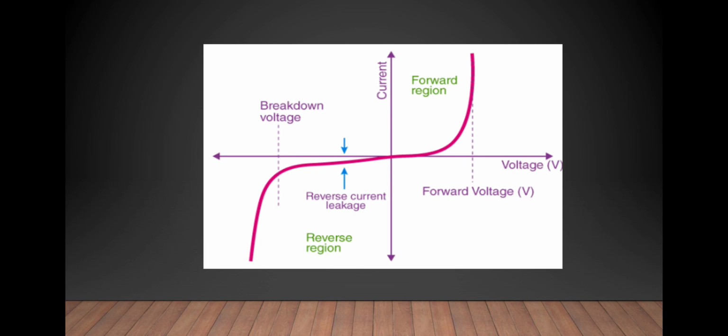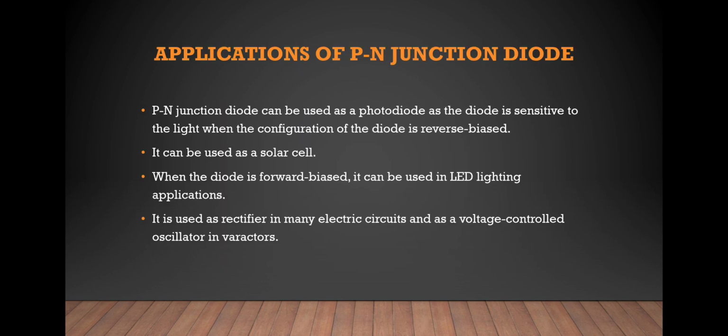This is a characteristic curve for the PN junction diode. A PN junction diode can be used as a photodiode. The diode is sensitive to light when the configuration of the diode is reversed. It can be used as a solar cell.